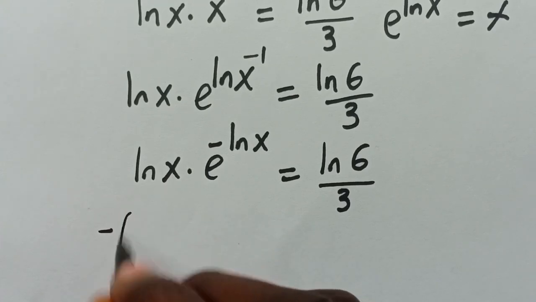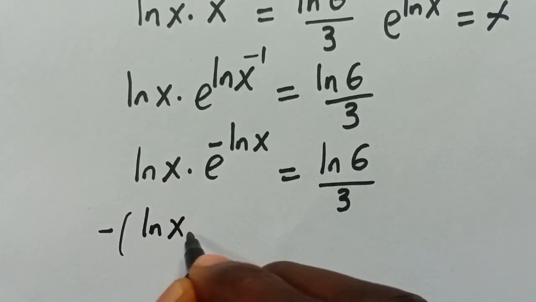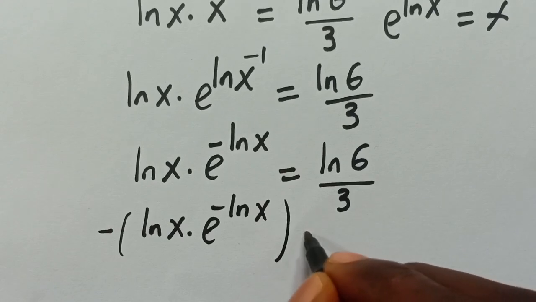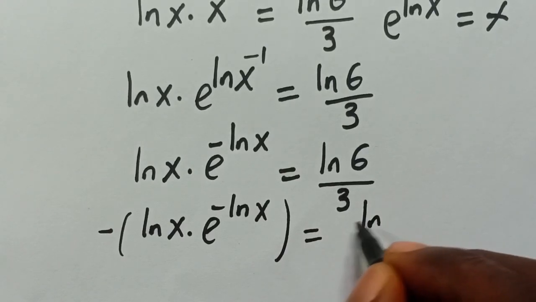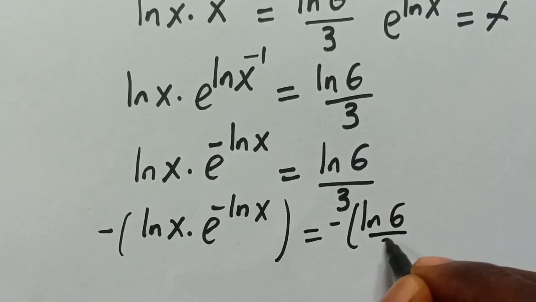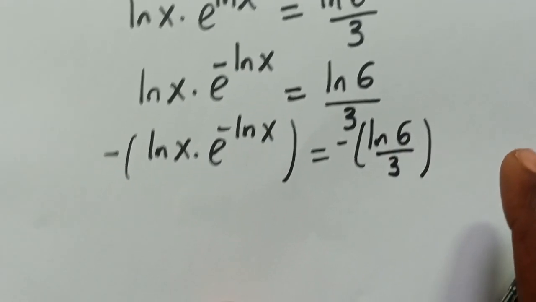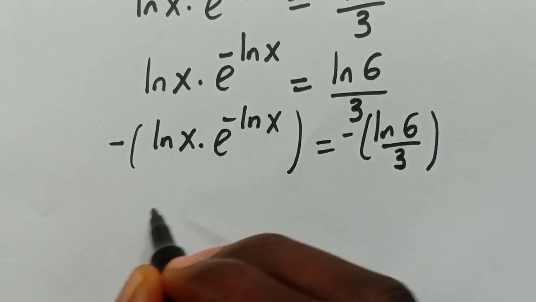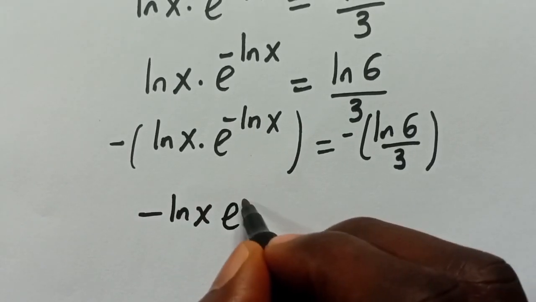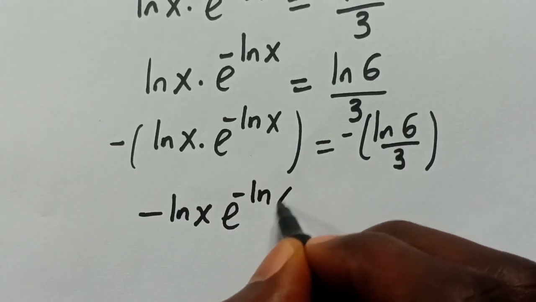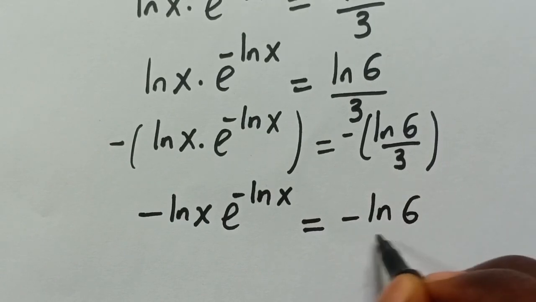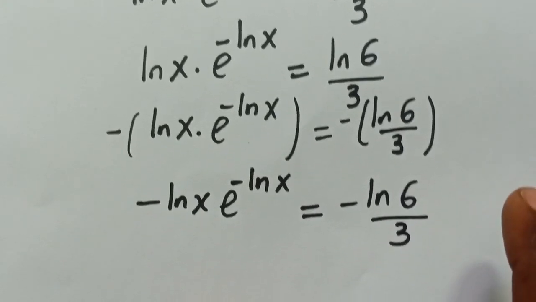Here will be minus ln of x multiplied by e to the power of minus ln of x, we close it, equals minus ln of 6 divided by 3. So from here, when you open the bracket, here will be minus ln of x multiplied by e to the power of minus ln of x equals minus ln of 6 divided by 3.